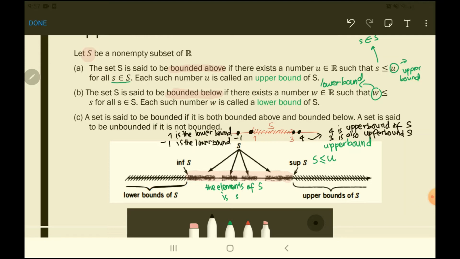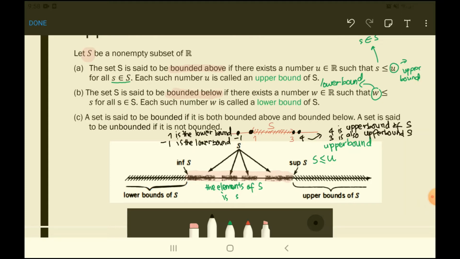That's very possible, because the definition of upper bound and lower bound is any real number that, for a lower bound, is less than or equal to the elements of S. If it is an upper bound, it is a real number that is greater than or equal to all values of S. Okay.